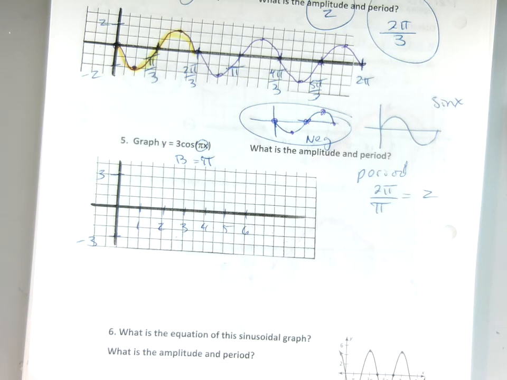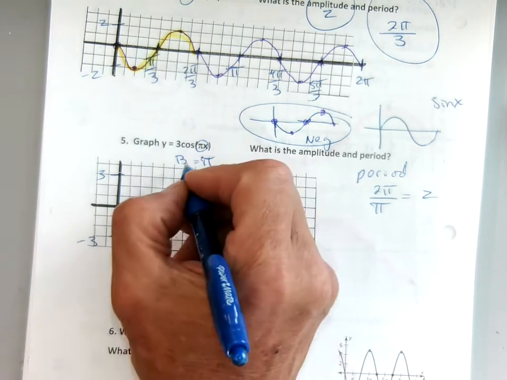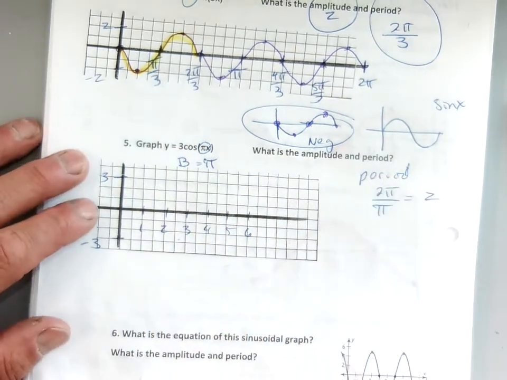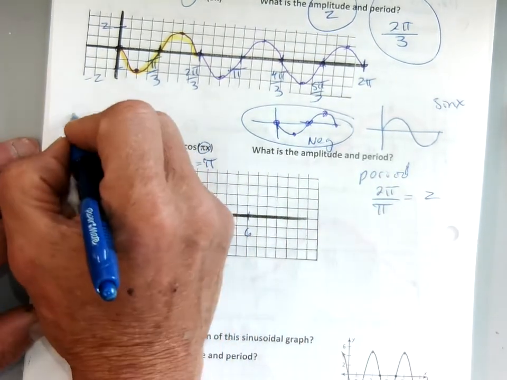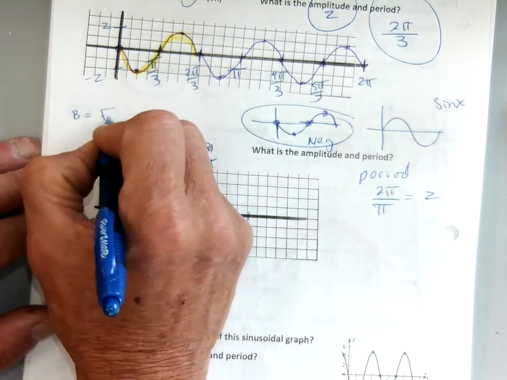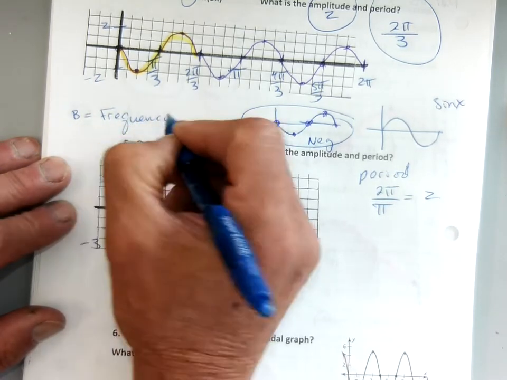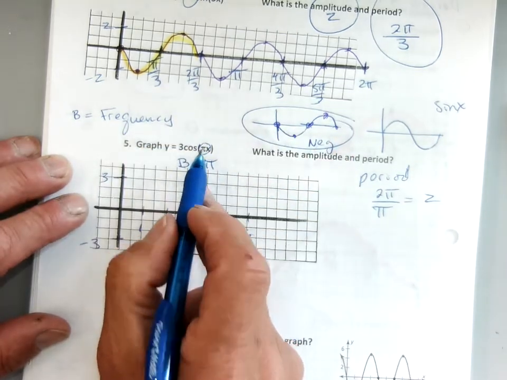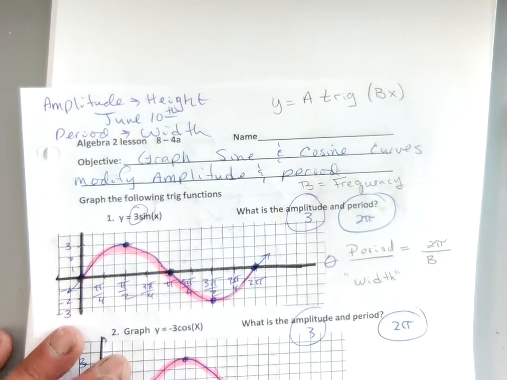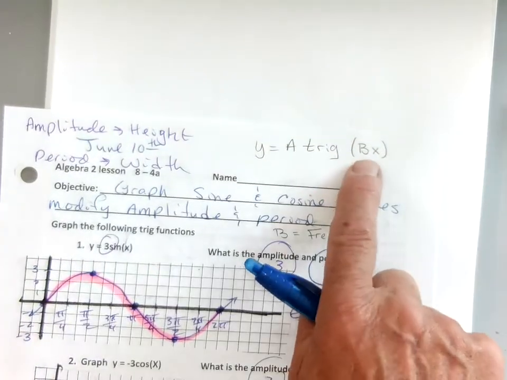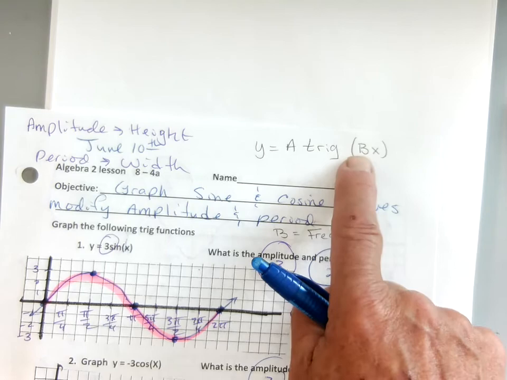That's B. B stands for the frequency. B is the frequency. It's also the number there, okay? And then Sophia? I wrote this somewhere. Oh yeah, right here. B is that number, which represents the frequency, okay?